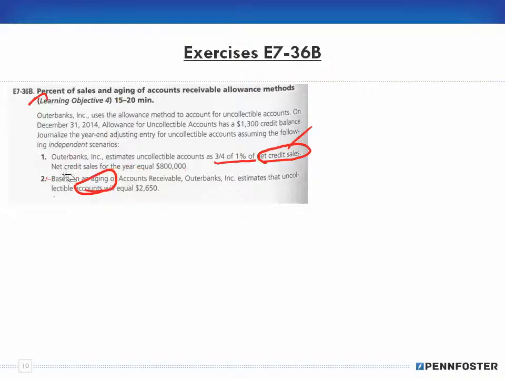So understand the concepts, and when you are presented the data, you use the appropriate method. It's telling you flat out your uncollectible accounts is $2,650. You can't just assume that that's the number you'll use for both methods. They are different. So let's see, number 1 here, right? We need to make a journal entry.